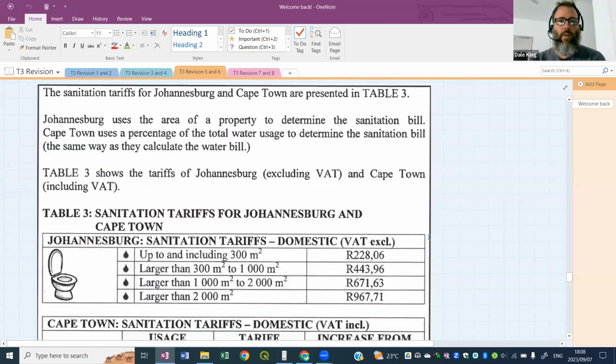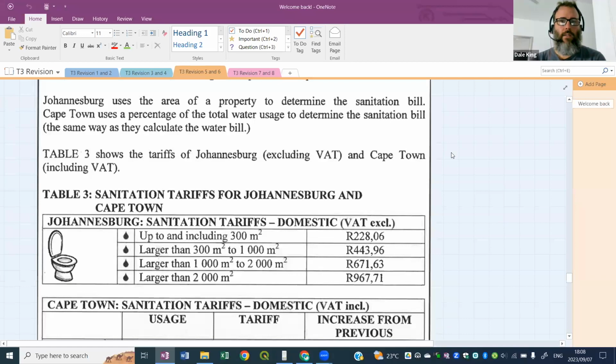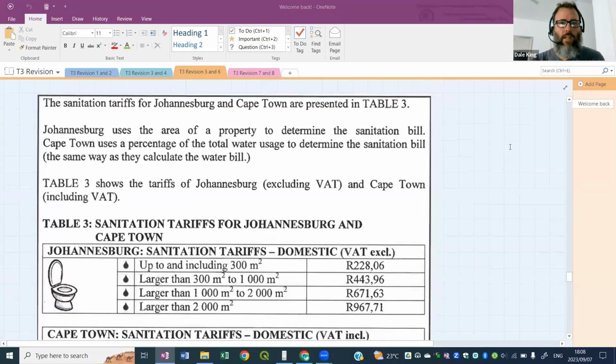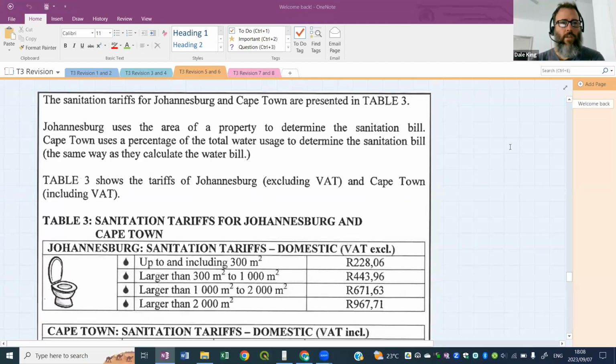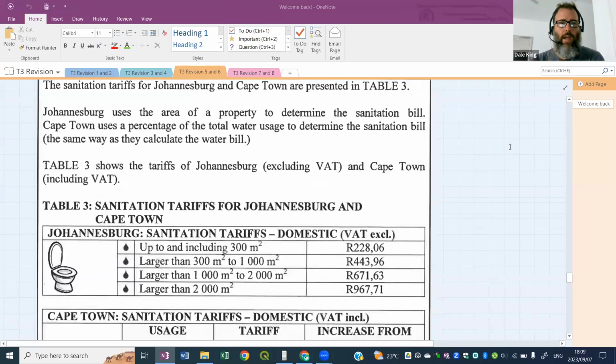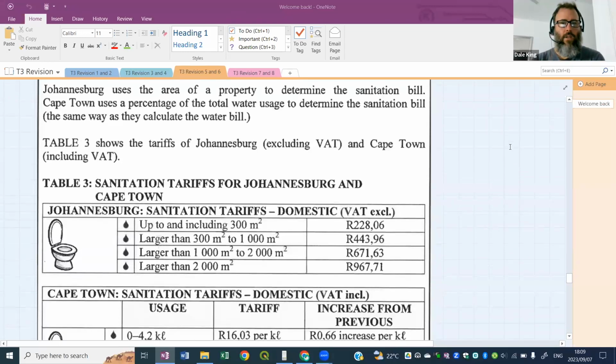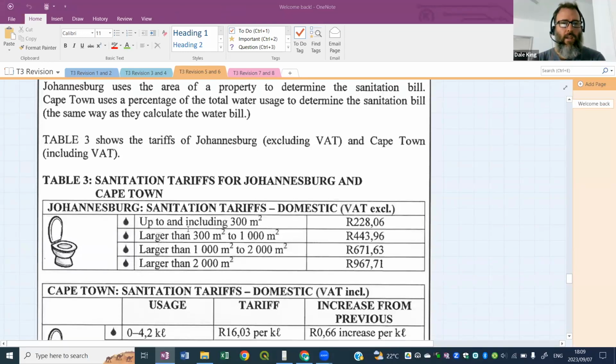Tariffs. Here we go. Have a look at this table. It says Johannesburg uses the area of a property to determine the sanitation bill. We have tariffs for Joburg here and Cape Town. At the top, you can see that depending on your property size, that is the tariff that you are going to pay.